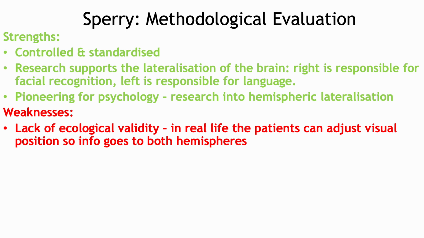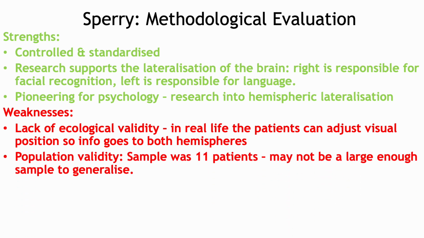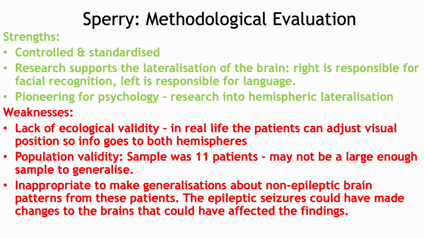Split brain patients live a normal life because they're able to move and adjust their visual field so that information can go the correct way. In that experiment, they had cardboard to separate their visual fields. It was manipulated in a highly controlled way, so it just doesn't resemble real life. It was also a very small sample of 11 patients who have had surgery, so it's inappropriate to make generalizations about non-epileptic patients using these patients.